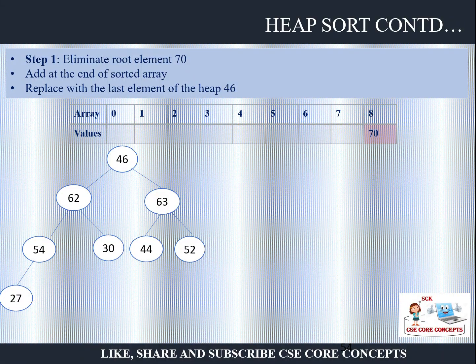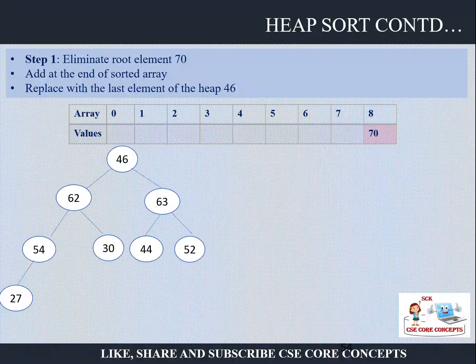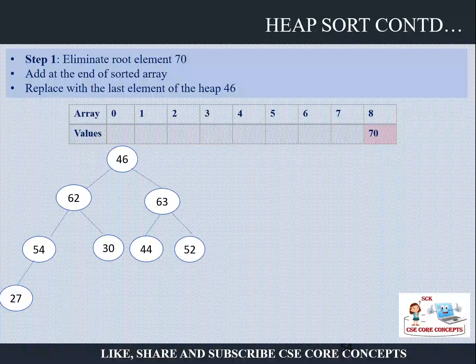So just look at the array. At the last position, I am placing the highest element. Who is my highest element? 70. That is the root node. So now the root became vacant. What am I going to fill the root with? The last element of the tree. Who is the last element of the tree? 46. So 46 is placed as the root.